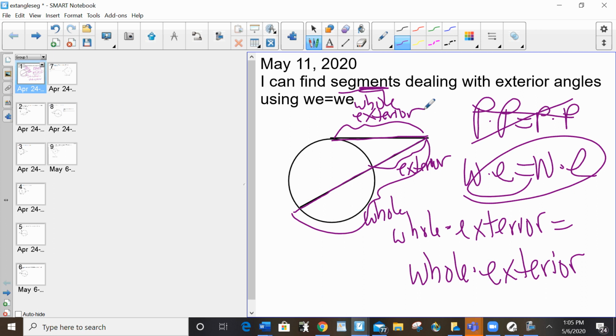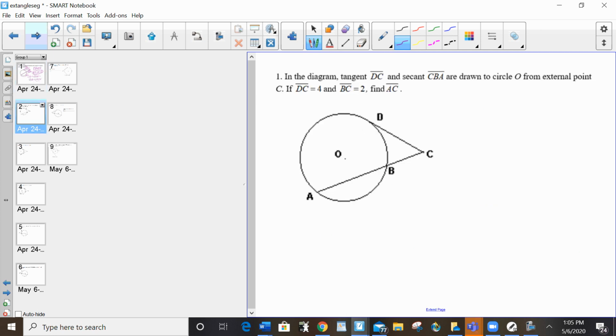So whenever we have an exterior angle and we're dealing with segments, we're using WE, which means whole times exterior equals whole times exterior. Number one, blah, blah, blah, DC equals 4, BC equals 2, and it's asking for AC. Well, I see segments involved. There's no arcs and angles, but there are segments involved. There's an exterior piece, WE.